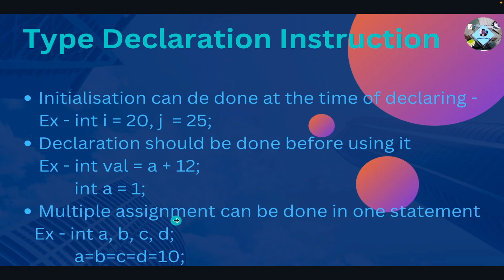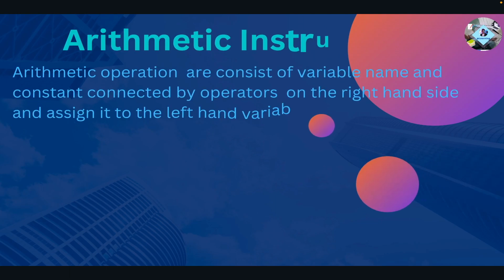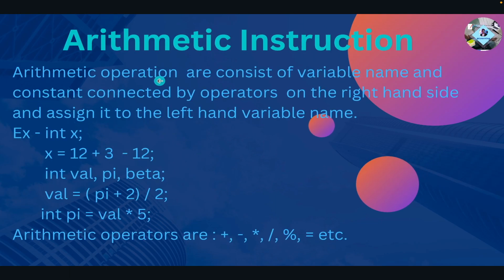Now next is arithmetic instruction. Arithmetic operations consist of variable names and constants connected by operators on the right hand side, and assign it to the left hand side variable name. So what is it saying here? The right hand side is assigned to the left hand side variable name. Here the left hand side variable name is x.